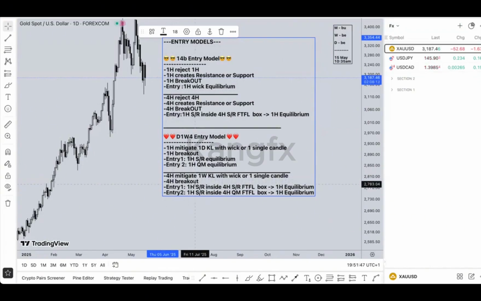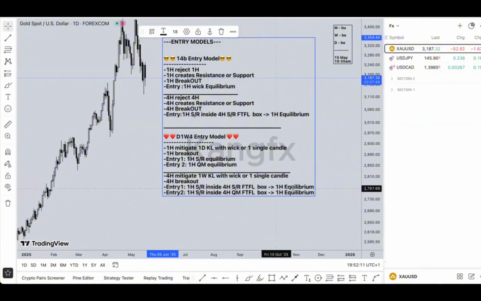And how do we pick the trade on 4 hour using the D1W4 entry model? 4 hour must mitigate a 1 week key level with what? With a 4 hour wick or just one 4 hour single candle break. Then 4 hour breakout, 4 hour must do a breakout. Then we have two ways we enter the trade.